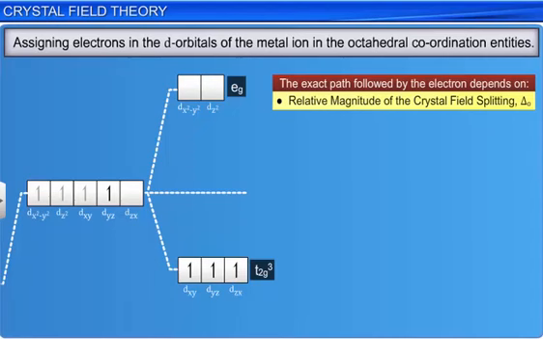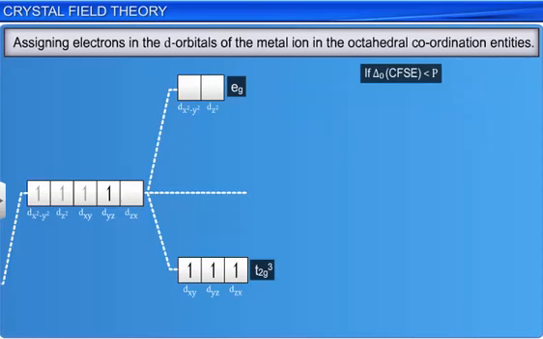If the crystal field splitting energy is less than the pairing energy, then the fourth electron enters one of the higher energy Eg orbitals, giving the configuration t2g3 eg1. Ligands for which the crystal field splitting energy is less than the pairing energy are known as weak field ligands. The complexes formed with these ligands would be high-spin complexes.